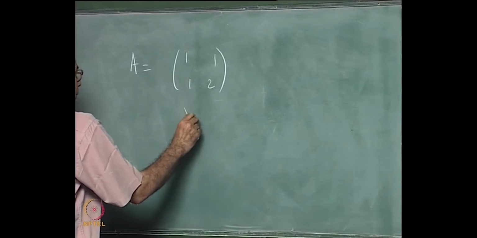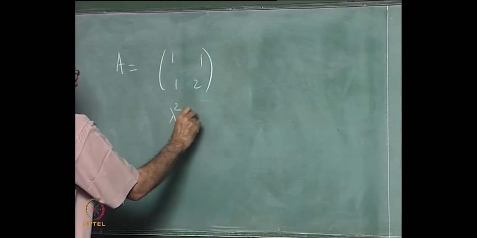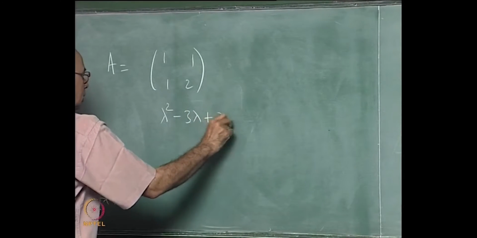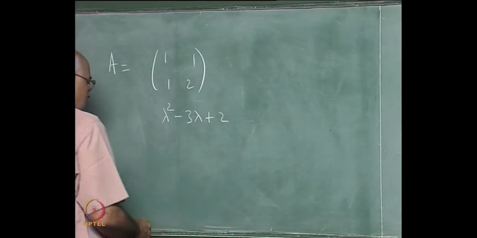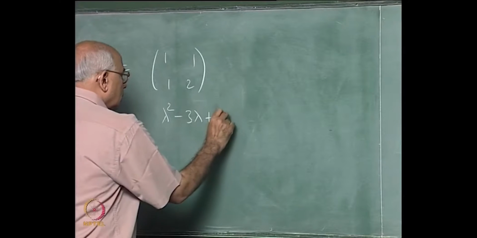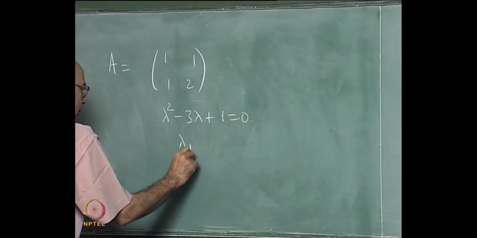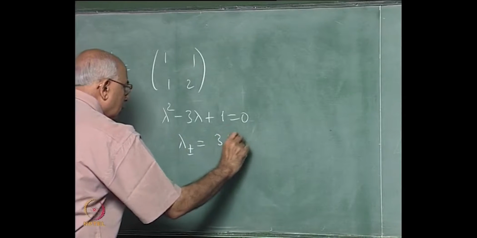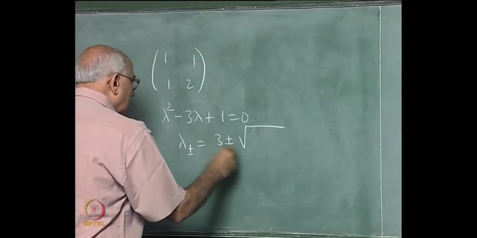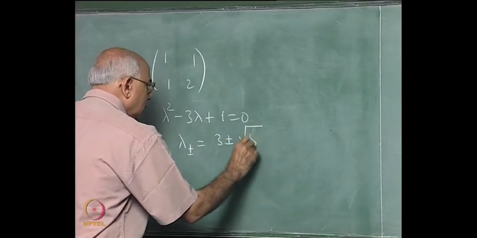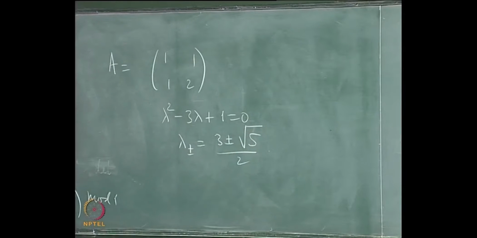Well, it is clear: (lambda minus 1) times (lambda minus 2) is lambda squared minus 3 lambda plus 2, minus 1, plus 1, equal to 0. So lambda plus or minus is equal to 3 plus or minus the square root of 9 minus 4, which is 5, divided by 2. Those are the eigenvalues of this matrix.